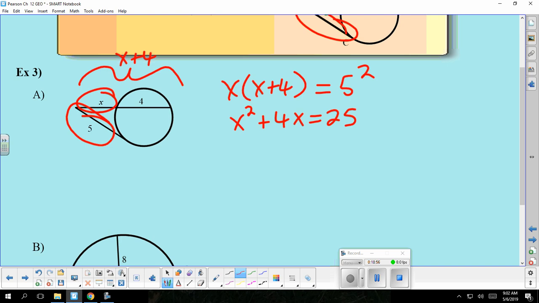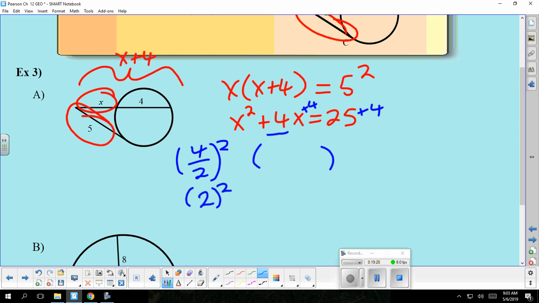So what this is set up for now is completing the square. Remember how to complete the square. So what I'm going to do is take half of that b, square it, and add it to both sides. So half of 4 is 2. 2 squared is 4. So I'm going to add 4 here and add 4 here. What I end up with is creating the perfect square, x squared plus 4x plus 4, which turns out to be x plus 2 squared, where the 2 is half of that b. Equals 29. And now I can go ahead and take the square root of both sides.